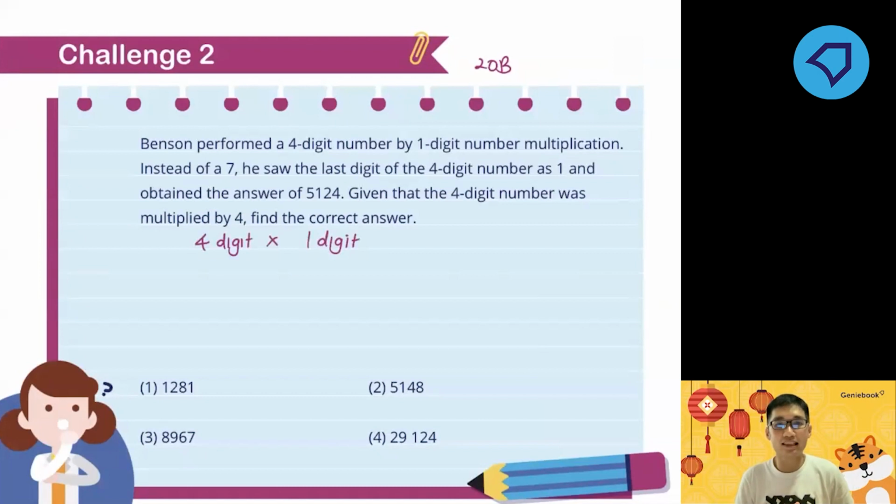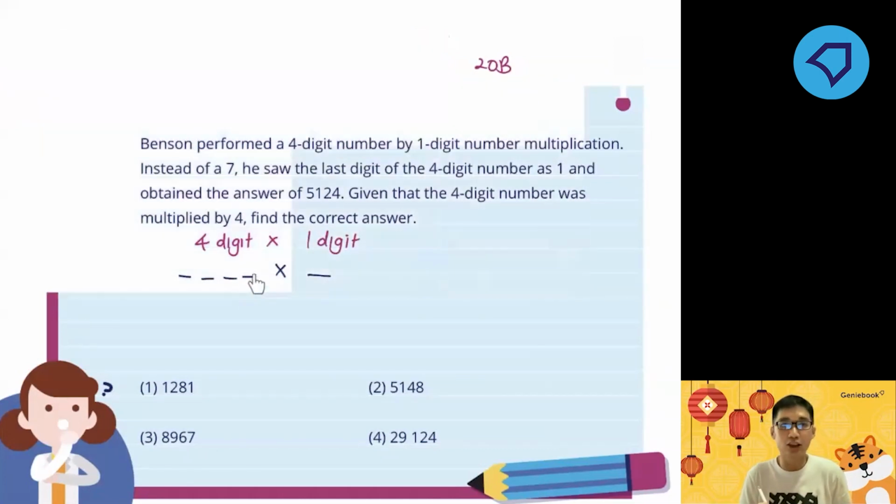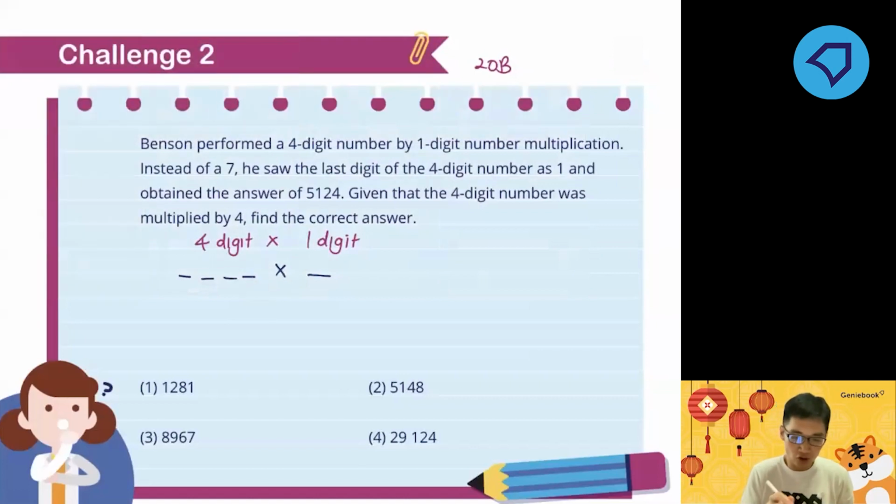Now, instead of a 7, he saw the last digit of the four-digit number as a 1. Whoa, so careless. So instead of seeing this last digit as a 7, he saw it as a 1. How can he do that? So in the end, he obtained an answer of 5,124. Now, given that the four-digit number is multiplied by 4, so now we know the one-digit number is a 4. Can you find out the correct answer?